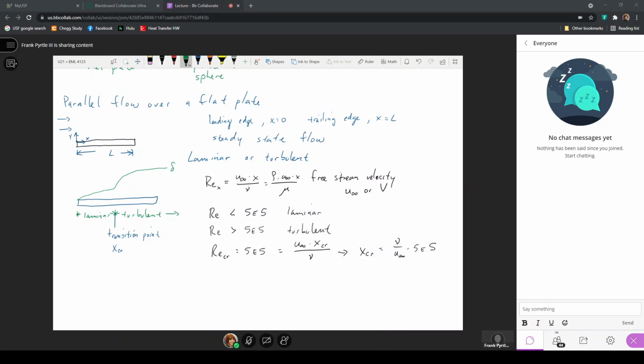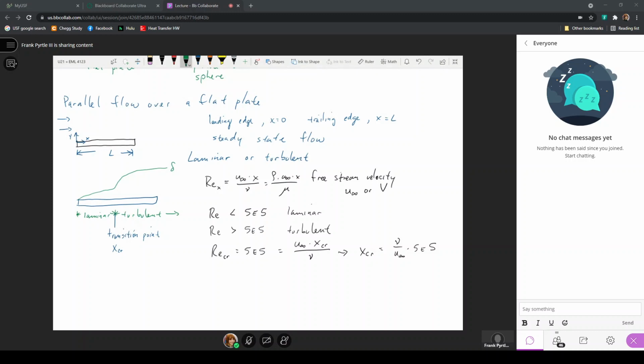lowercase delta here, is a designation of the area in the flow where the no-slip condition has an effect, such that all along the surface of this plate, the velocity of the molecules is zero. Outside the velocity boundary layer, the fluid everywhere out here is U infinity or V, whatever variable you're using for what's called the free stream velocity. Inside the boundary layer is where we have velocity gradients that actually exist in the fluid.